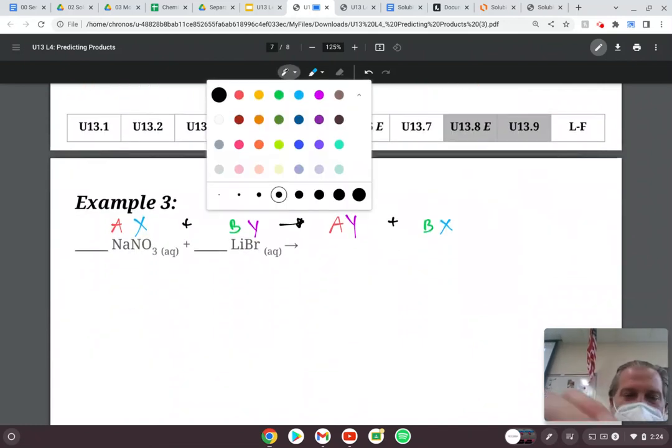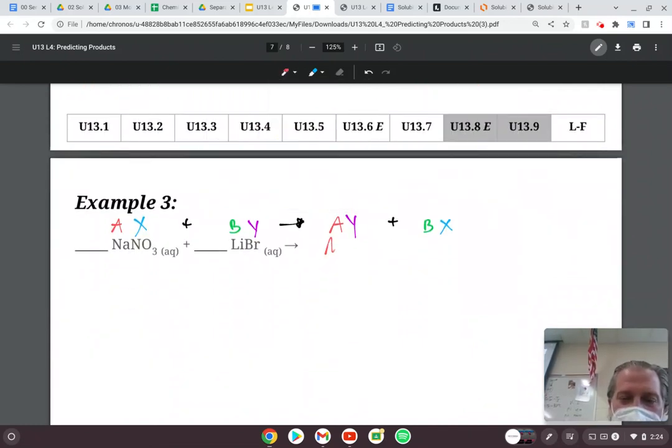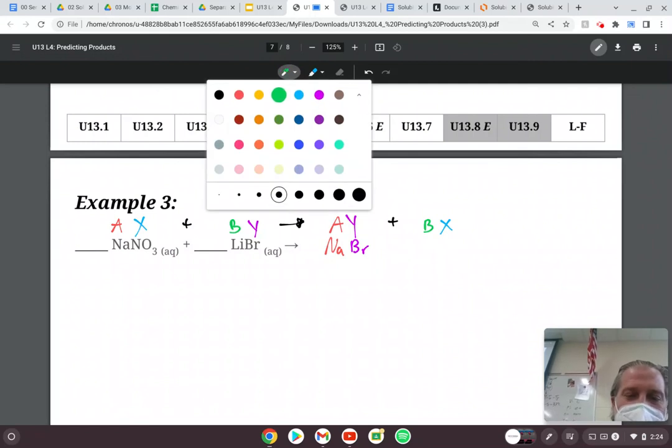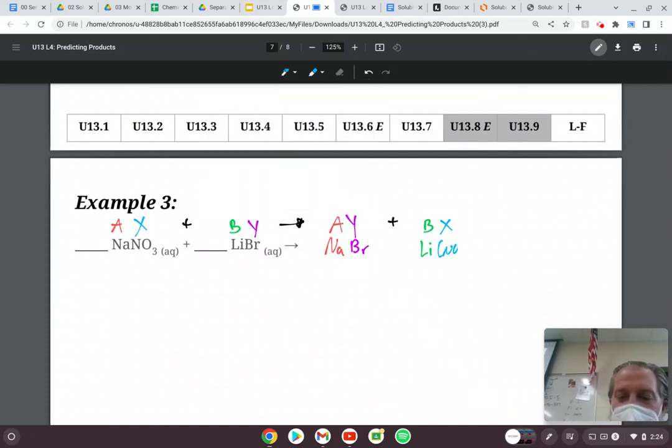I'm going to match up the things that I have here. So under A, I need to put an Na for sodium. And under Y, I need to put a Br for bromine. Under B, I need to put an Li for lithium. And under X, I need to put an NO3 for nitrate.